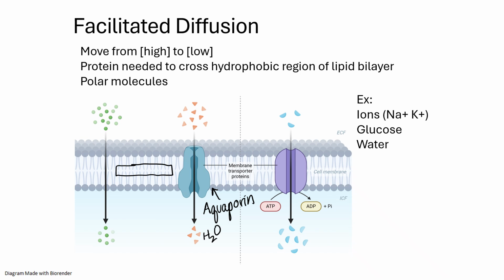these aquaporins. Most molecules that use facilitated diffusion are polar molecules or polar ions, like sodium and potassium cations, water, of course, and glucose.